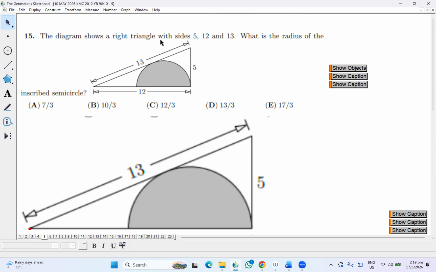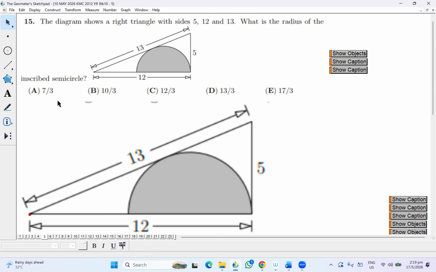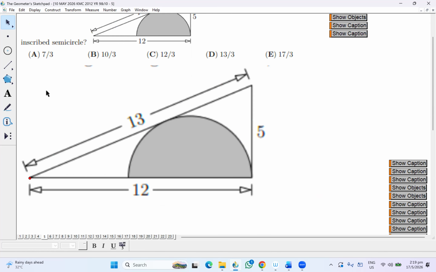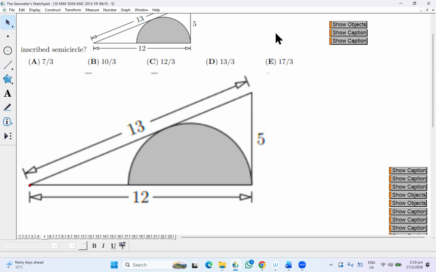Diagram shows a right angle triangle with sides 5, 12, 13. What is the radius of the inscribed semicircle? So I draw a very big diagram, which is actually not necessary. Let's label. So we have to use this line added to form another right angle triangle, which is the yellow triangle.